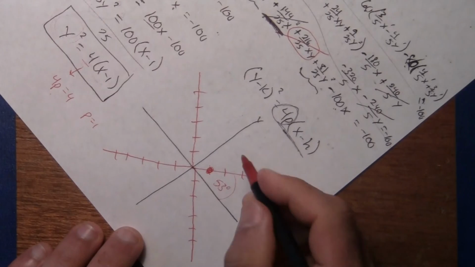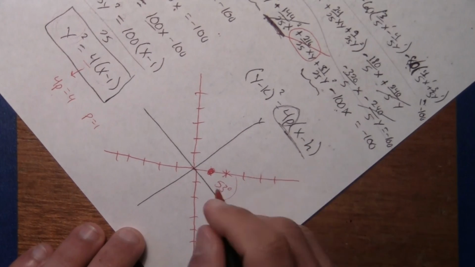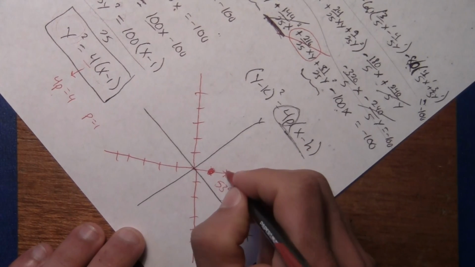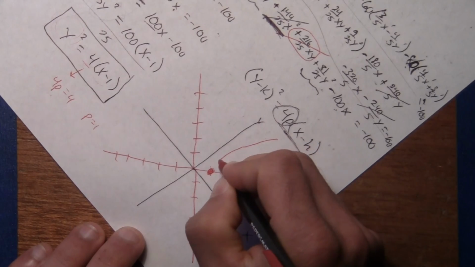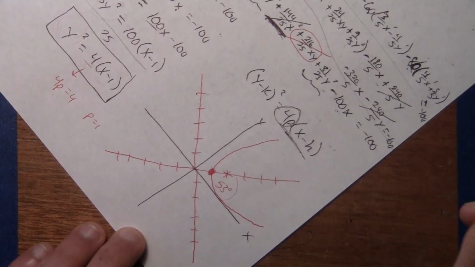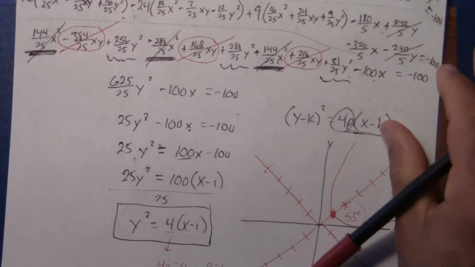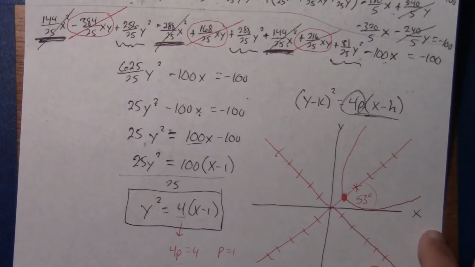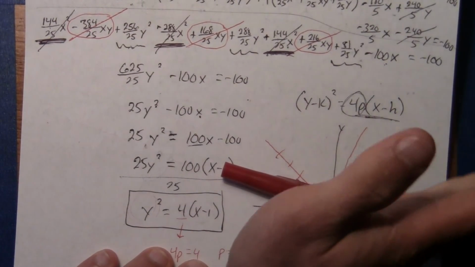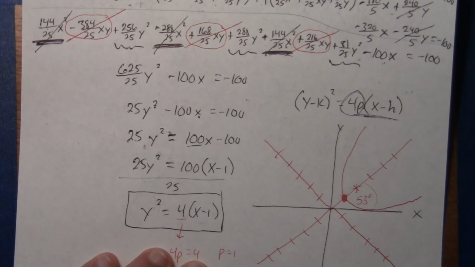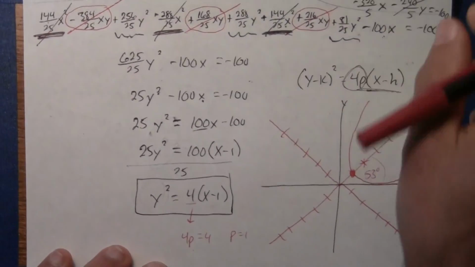So since it's opening to the right, my focus is here. Not that I really need the focus, but my focus is going to be here, and I'm opening to the right. And there's my parabola. Looks like a parabola opening to the right. If you rotated it 53 degrees, it would look something like that. And that'll be accurate enough.